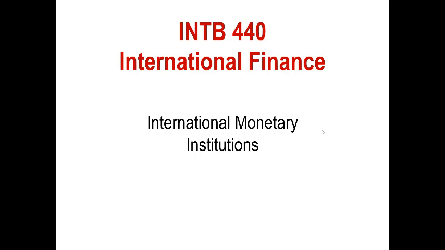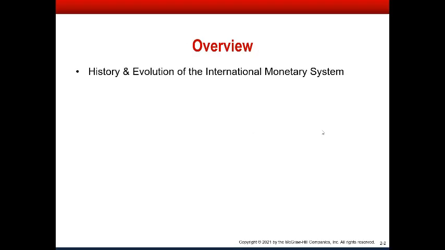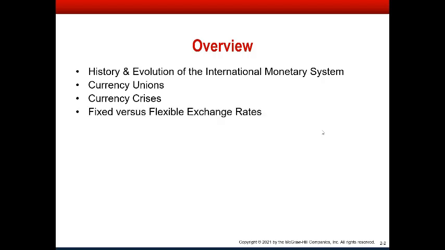So we'll start with a little bit of international monetary system history and evolution. We'll talk about the rationale for currency unions. We'll look at currency crises, what triggers them and what their results are. And then finally we'll conclude by discussing the costs and benefits of fixed versus flexible exchange rates.